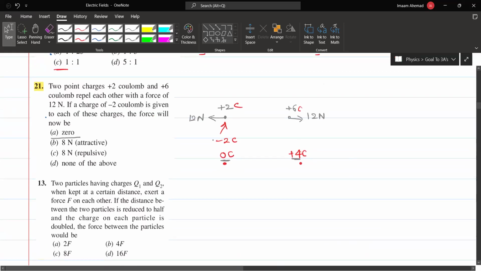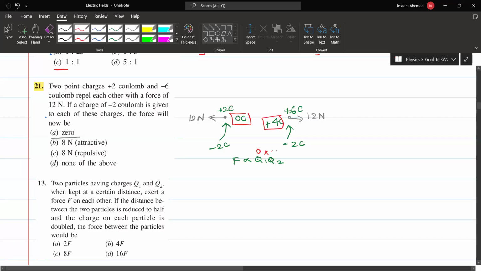Okay. Question number 21. It says, initially we have plus 2 coulombs and then we have plus 6 coulombs. So if I introduce minus 2 coulombs to this, what will be the charge? It will be 0 coulombs. If I introduce minus 2 coulombs, it will be plus 4. Then the force is proportional to Q1, Q2. So look, the charge is 0 into 4. You multiply 0 into 4. It is 0, right? I hope that clears the doubt.